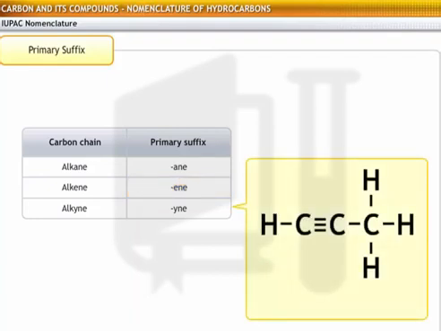Hydrocarbons that contain a triple bond between carbon atoms are known as alkynes, and for naming such hydrocarbons, the primary suffix "-yne" should be added. For instance, a molecule that has three carbon atoms will have "prop" as the root word. If there is a triple bond between the two carbon atoms, add the primary suffix "-yne." The molecule is therefore named propyne.